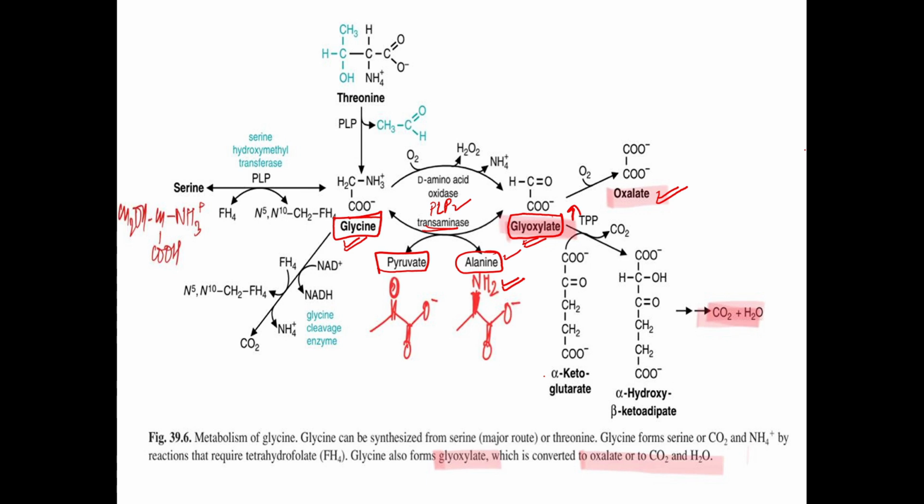If there is a deficiency of PLP or pyridoxine, this reaction will not happen. All the accumulated glyoxylate will not be able to convert into glycine, and it will take another pathway and convert into oxalate, and there will be an excess of oxalate resulting in hyperoxaluria. This hyperoxaluria presents as renal stones or bladder stones, and that is therefore one of the manifestations of deficiency of vitamin B6.